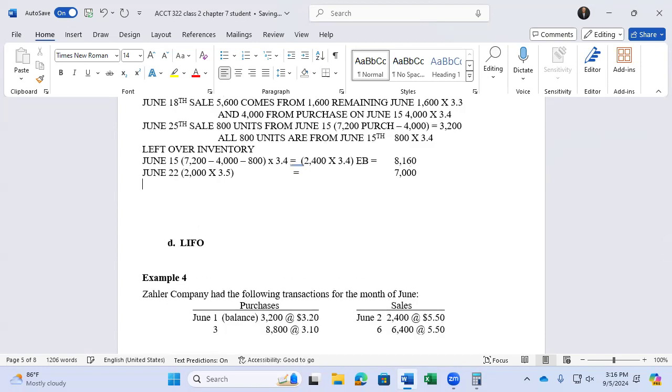$8,160. And so we have a total of 15,160. That eight's not supposed to be there. Check my counts.